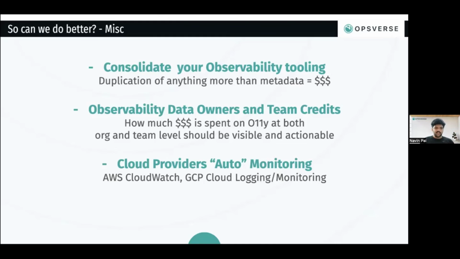It's very, very important that this observability cost is not something that is just borne by the DevOps team, or by someone in the finance team who's looking at it and saying, hey, why are we paying a certain platform so much money? Why are we spending so much on observability, right? As much as possible, you want people at both the org level and the team level to have visibility. And at the same time, it should also be actionable, right?